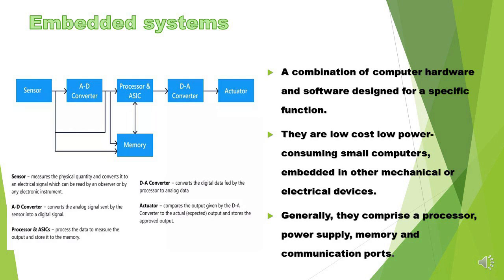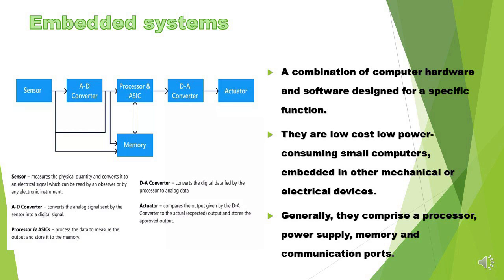Sensor. What is a sensor? A sensor measures a physical quantity and converts it to an electrical signal which can be read and observed on an electronic device or instrument. The analog to digital converter converts the analog signal sent by the sensor into a digital signal. The processor processes the data to measure the output and stores it in memory. The digital to analog converter converts the digital data fed by the processor to analog data.